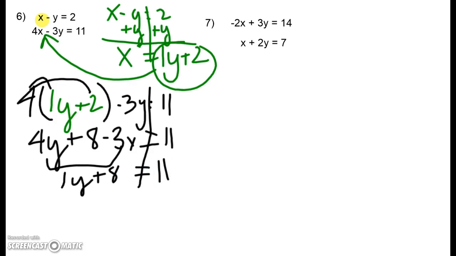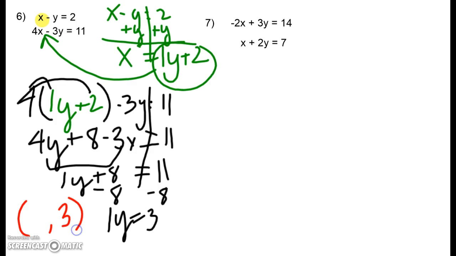Oh, that's nice. Okay, still good? Yes. So now I'm going to minus 8, so 1y equals 3. I don't have to go through and solve for that. I just know that y equals 3. But now I've got to go back and find my x. Well, I can just go into this equation right here. If y is 3, 3 plus 2 makes 5.